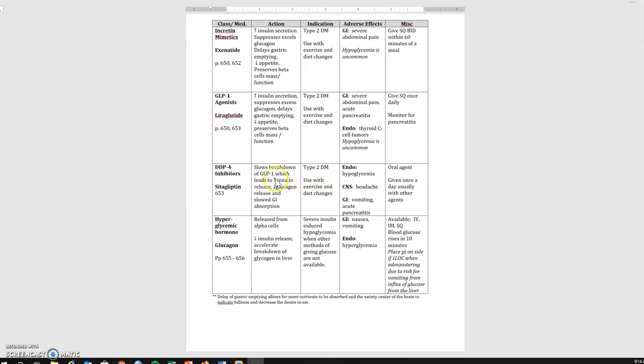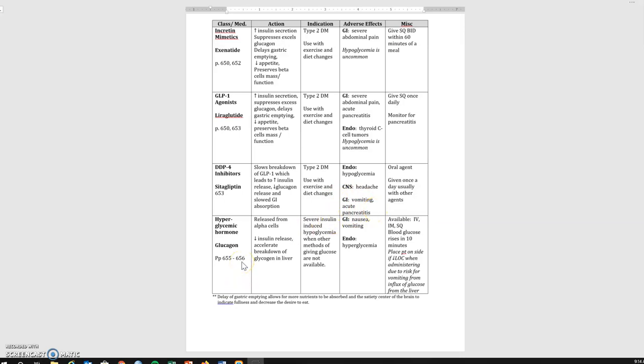Sitagliptin slows the breakdown of GLP-1, and that leads to more insulin being released by the beta cells. It decreases glucagon release, and it slows GI absorption of glucose. It is used for type 2 diabetes. It is an oral agent that is given once a day, usually in combination with some other agent. There are many side effects, including hypoglycemia, and it can cause acute pancreatitis.